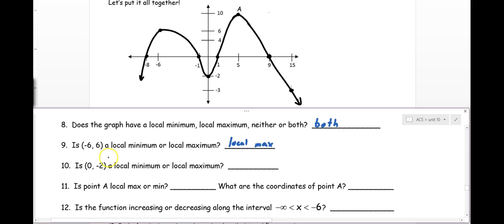Is (0, -2) a local min or a local max? So if I look at this point here, it's a lower point because here's 0 for my x. I go down to -2 for the y. This is a lower point, which would be a local min.